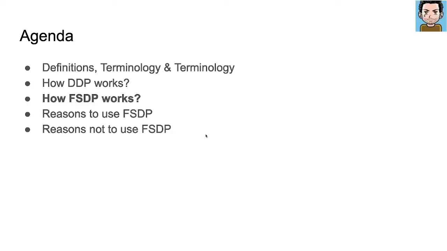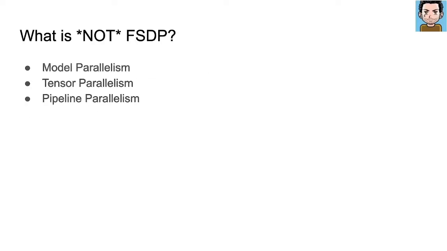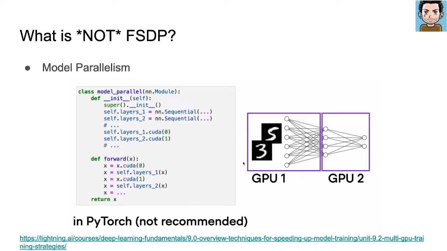Now that we have reviewed NCCL and DDP, it is time to explain how FSDP works. Before explaining FSDP, I want to make sure what is not FSDP. There are multiple model parallelism techniques in the literature. They are similar to each other, and it is easy to mistakenly call them FSDP, and I want to make sure we don't make this mistake. In DDP, we split the mini batch across GPUs, but every GPU has the entire model.